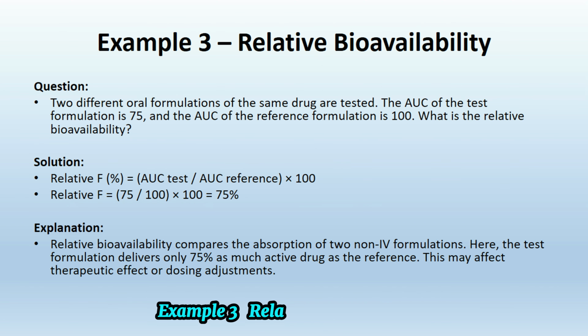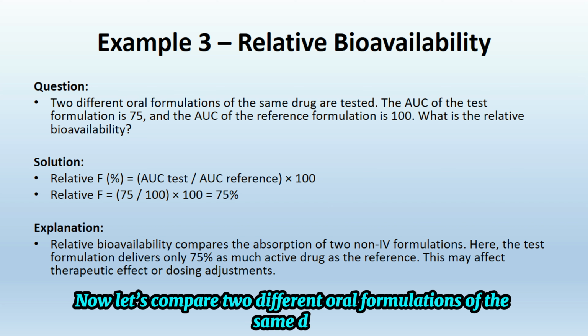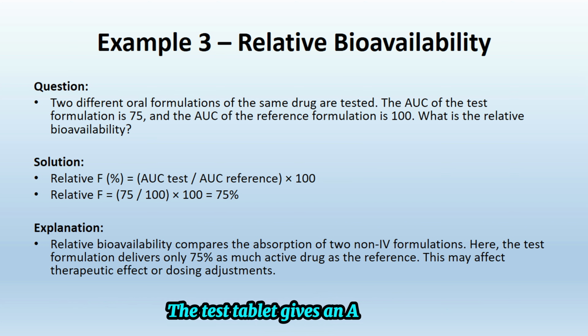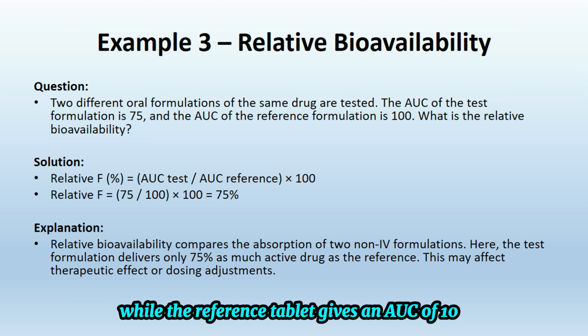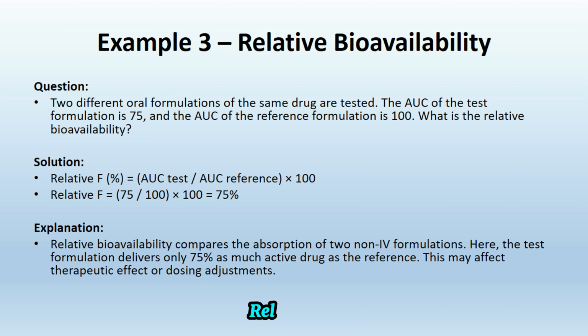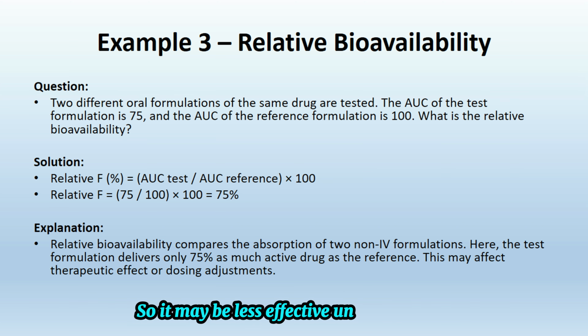Example 3. Relative bioavailability. Now let's compare two different oral formulations of the same drug. The test tablet gives an AUC of 75, while the reference tablet gives an AUC of 100. Using the formula, relative F equals AUC test divided by AUC reference times 100. Relative F equals 75 divided by 100 times 100 equals 75%. And this means the test formulation delivers only 75% as much active drug as the reference, so it may be less effective.